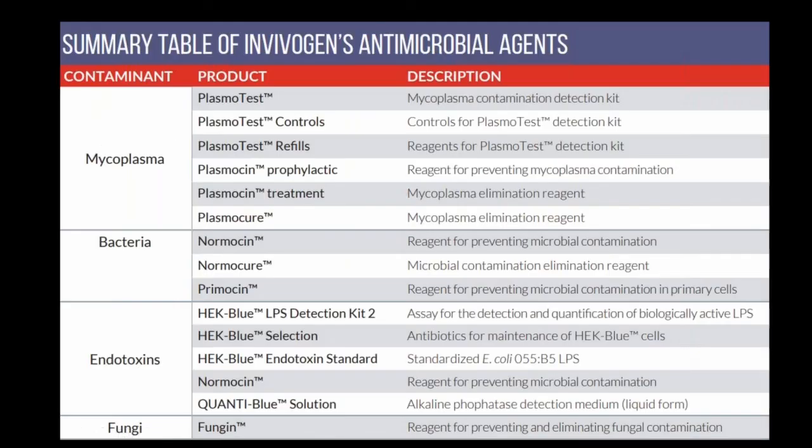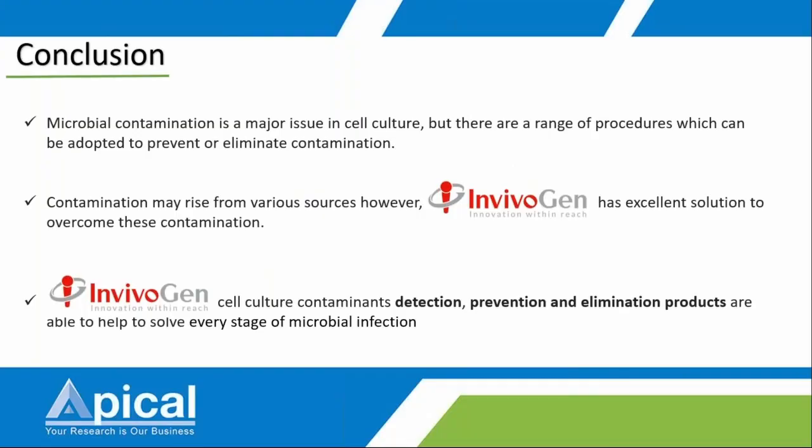So this is the conclusion, basically the summary of all antimicrobial agents that I have discussed earlier. We have products for mycoplasma, bacteria, endotoxin, and fungi, and these are some of the products and their description. Microbial contamination is a major issue in cell culture, but there are a range of procedures which can be adopted to prevent and eliminate contamination. InvivoGen provides an excellent solution to overcome this contamination.